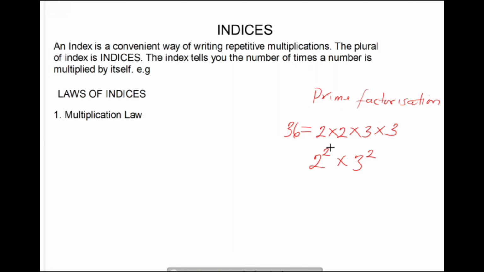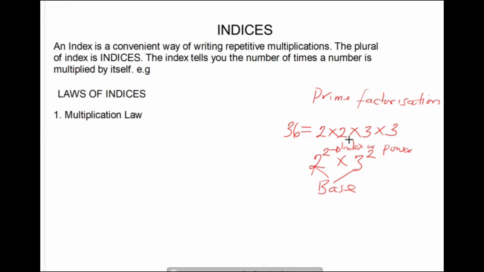That means the 2 up here has an index. We can call it power. The 2 up here is what we refer to as index or power. The same goes here. And the 2 and the 3 down here are what we refer to as the base. The ones at the top we refer to as index, or you can say power, and some still call it exponent. But the 2 and the 3 here are called the base.